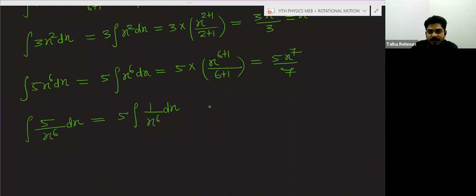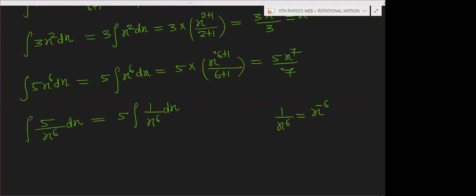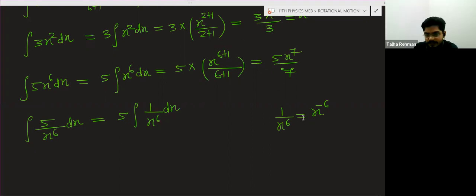And this 1 upon x to the power 6, I can write as x to the power minus 6. Can I write or not? Yes, sir, we can write. 1 upon x to the power 6 is equal to x to the power minus 6. So I can write this as 5 and integration of x to the power minus 6 into dx.